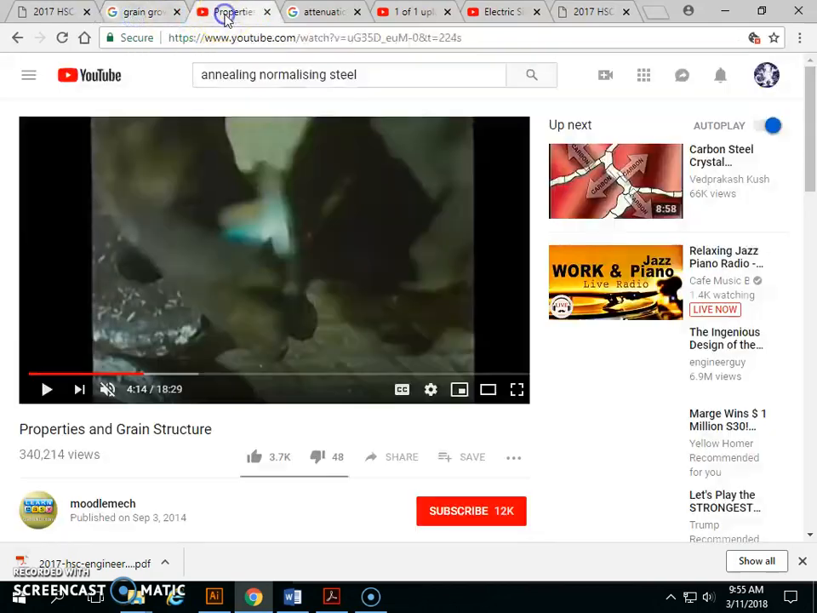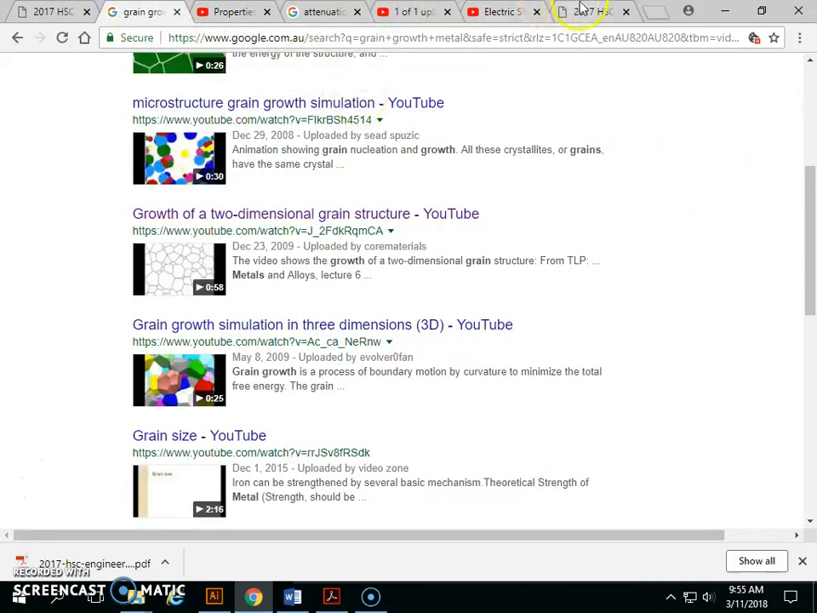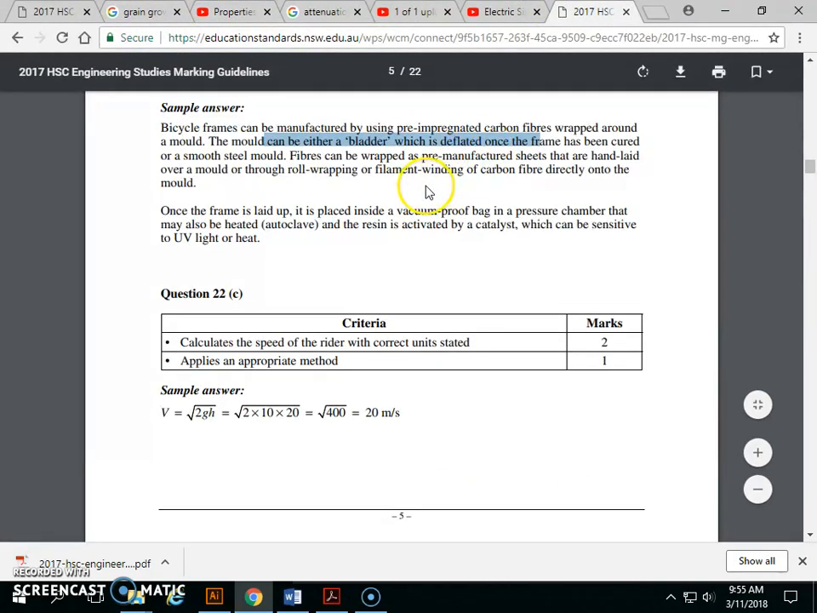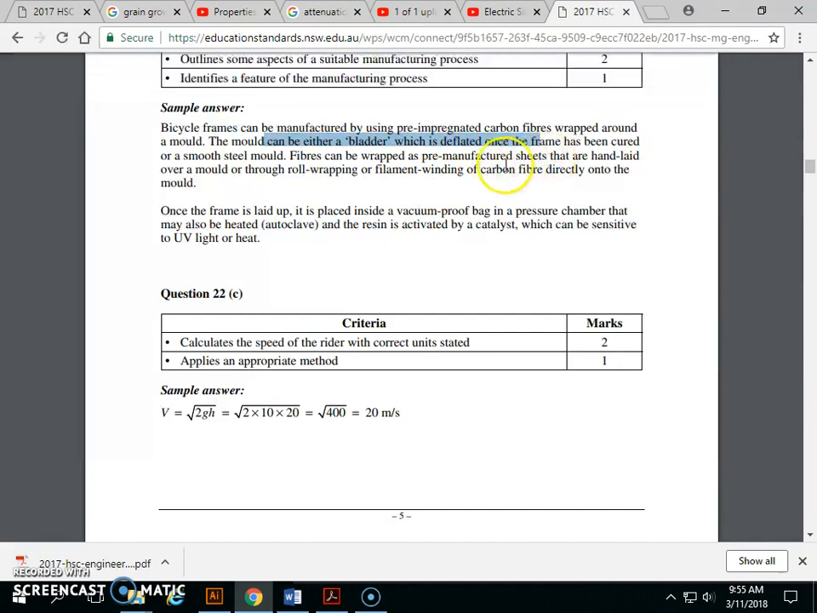So what's the additive material? I don't think they've mentioned additive material here. They do mention resin. There you go, that's probably a better term to use. Resin, and activated by a catalyst.